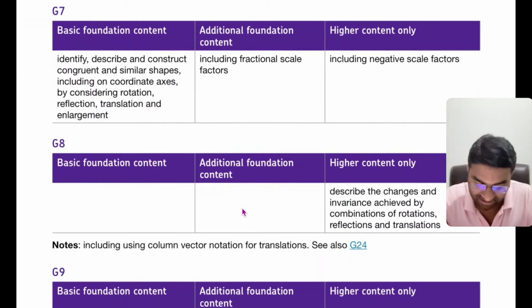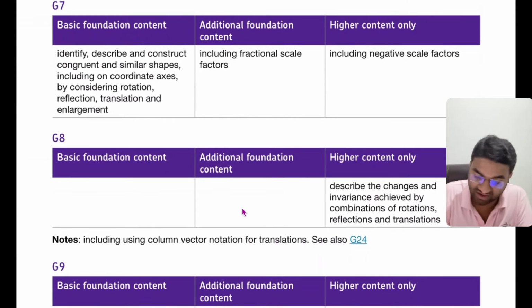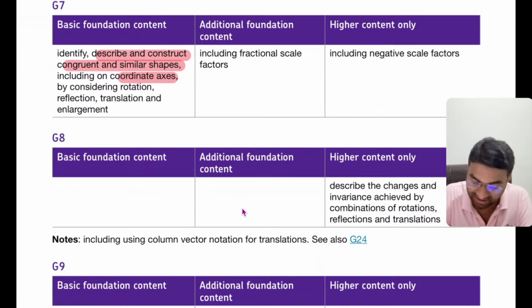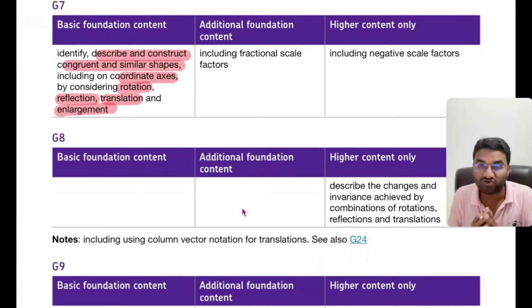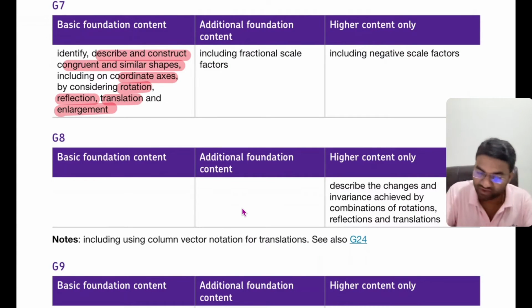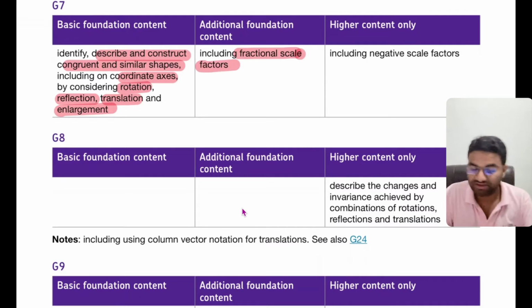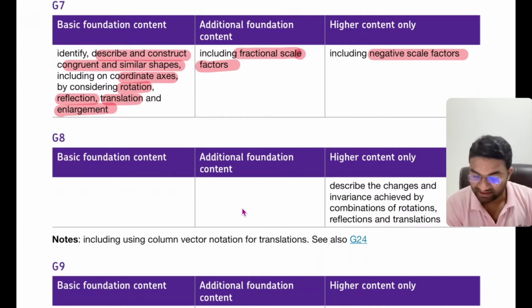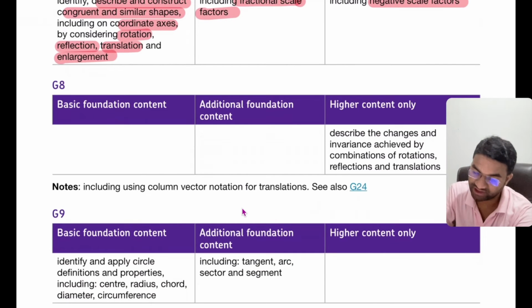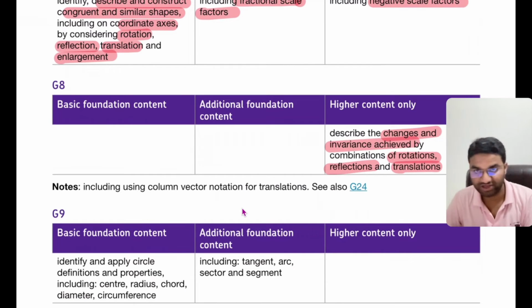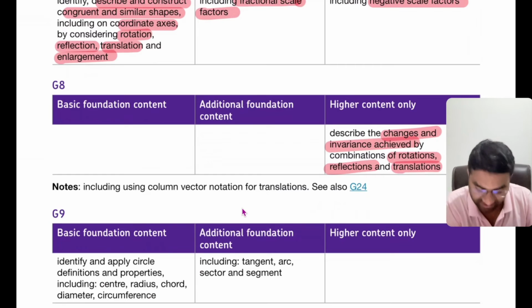Fine. Then next, describe and construct similar shapes including coordinate axes. Fine, considering rotation, reflection, translation and enlargement. It's a transformation topic. Okay, so even for higher grade, we have to understand the fractional scale factor, negative scale factor also we have to understand. Fine, then describe the changes and invariance achieved by the combination of rotation, reflection and translation. Means the combined transformation part is there.